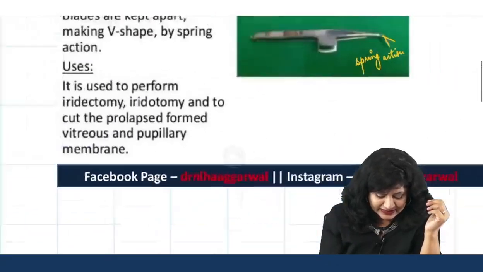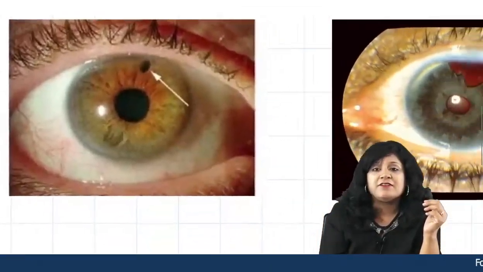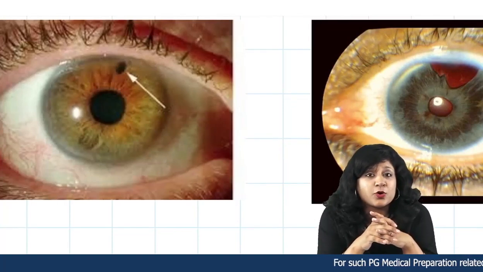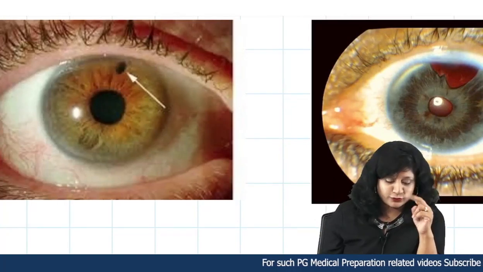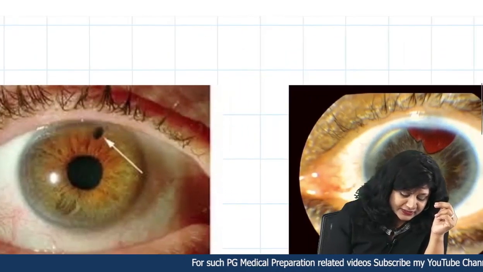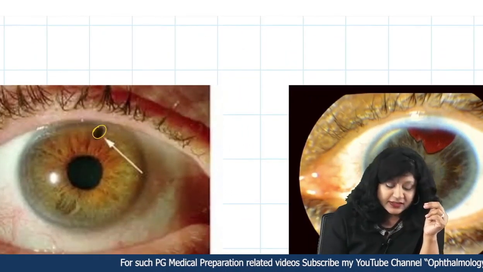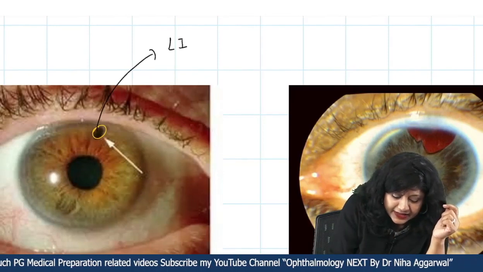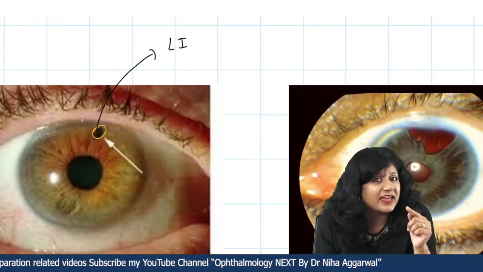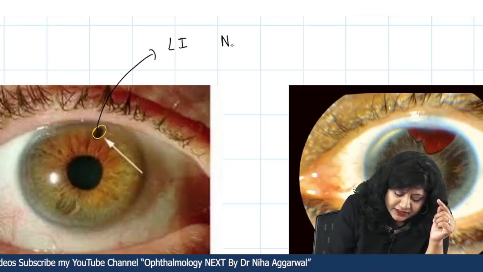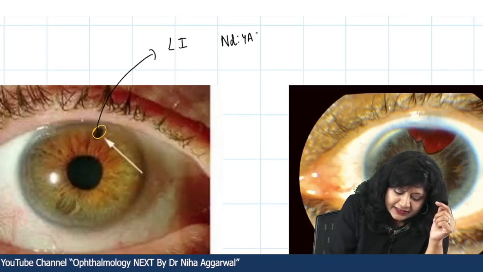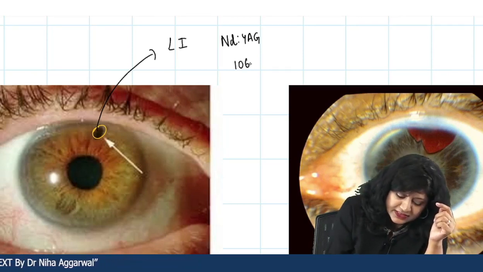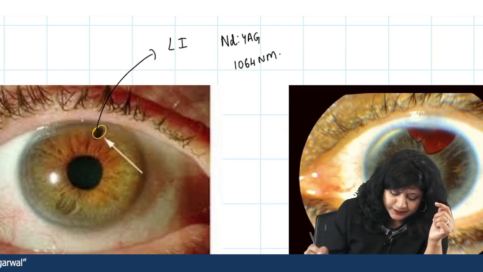So where do we require this cutting of the iris? This cutting is required when we create an opening in the iris. When do we create an opening in the iris? It can be of two types. One is this kind of opening, which is called laser iridotomy. This is done with the help of the ND-YAG laser, and its wavelength is 1064 nanometer.